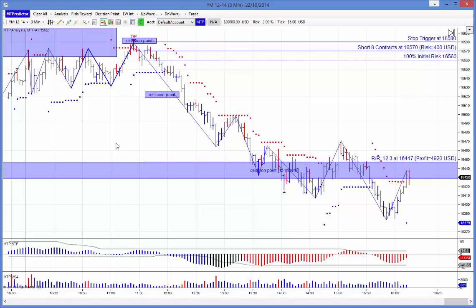So hopefully this has been a good example yet again of how to use multi-time frame analysis in MTPredictor, and showed how we could have caught that nice decline in the YM yesterday.